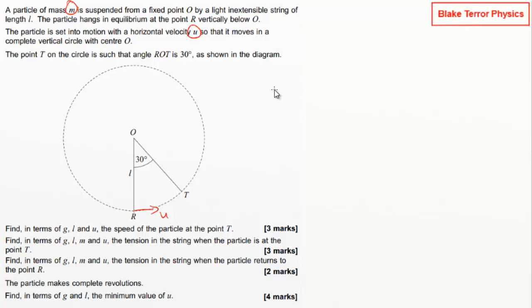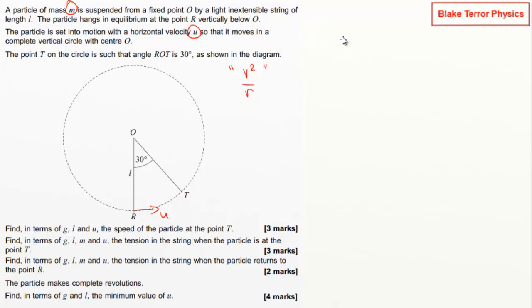Now we've got to find lots of different things here. We've got to find the speed of the particle at T, tension of the string at T, tension of the string at R, and then the minimum value of U for it to keep going in circles. Right, so we're talking here in terms of speed. So you can see this in the first part of the question. We're getting the speed at point T. So it's kind of pushing us into our "v squared over r" centripetal acceleration, where of course r is L in this case. That's why I've put that formula in quotes. So let's crack on with the first bit then, see how we get on.